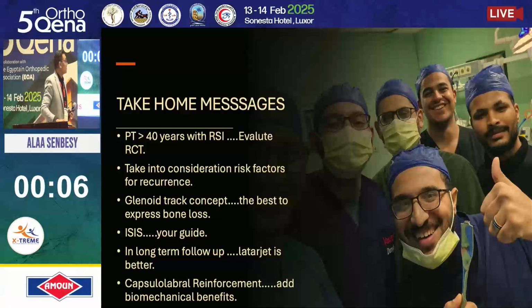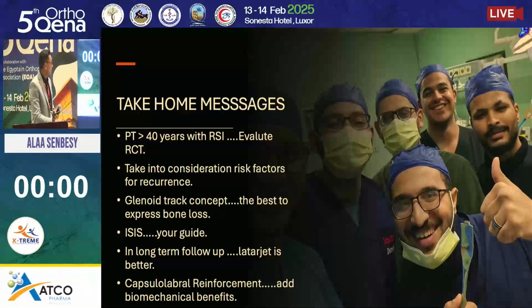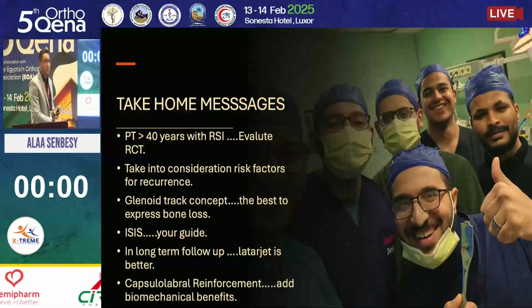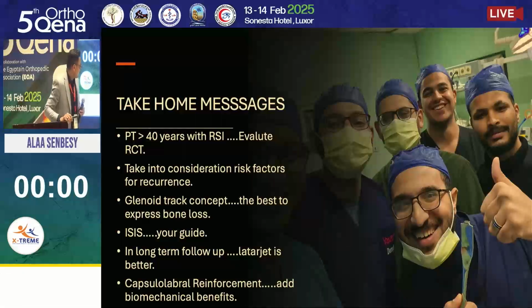Take home message. For a patient above 40 years with recurrent shoulder instability, evaluate the rotator cuff tear. Take into consideration risk factors for recurrence. The glenoid track concept is the best to express bone loss. The Instability Severity Index score is your guide. In long-term follow-up, Latarjet is better, and capsule labrum reinforcement adds biomechanical benefits.